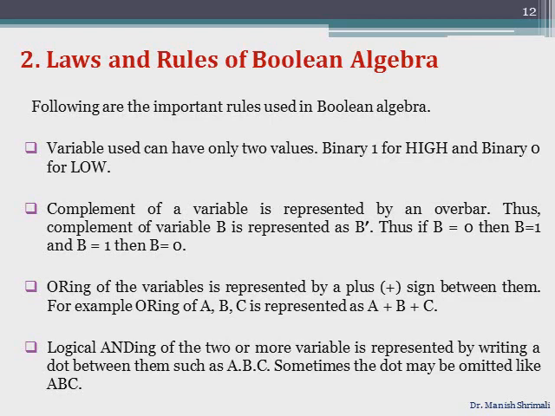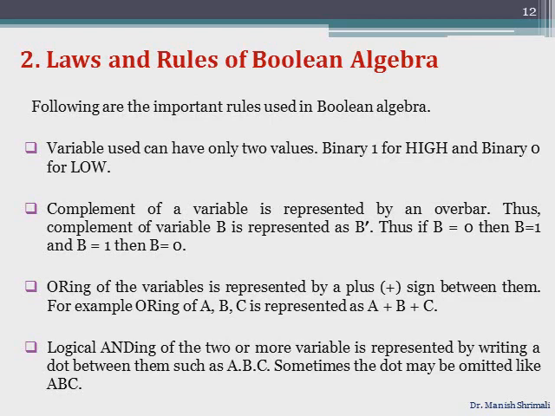The complement of a variable is represented by an overbar. Thus the complement of variable b is represented with an inverted single comma, or you can also write it as b with a bar over the variable. So if b is equal to 0, then the b complement gives us 1, and if b is equal to 1, then the b complement gives us 0.